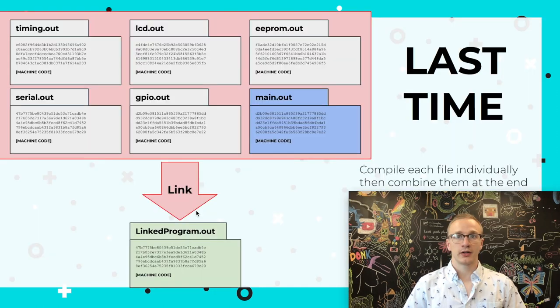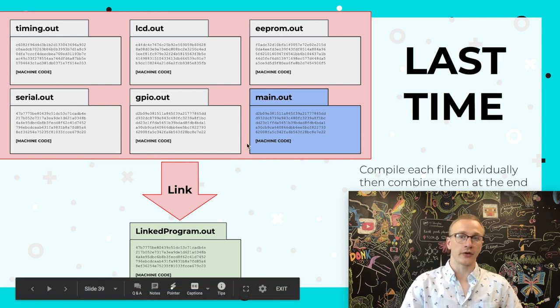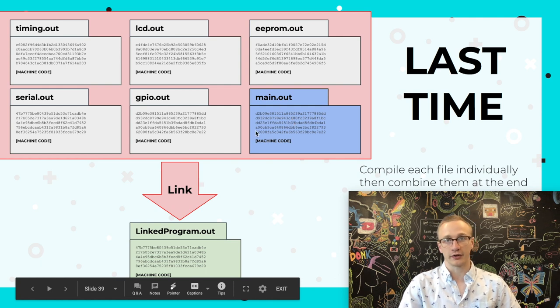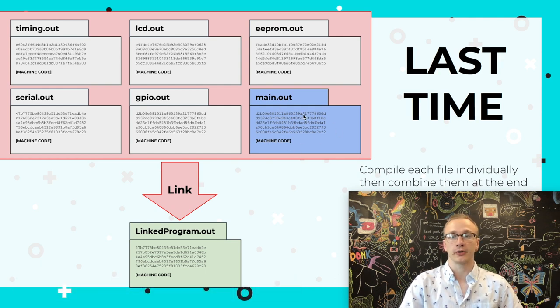So let's jump in. Last time we talked about linkers, and linkers are really helpful for libraries because they allow us to compile each of the files individually and then wait until the very end to combine them and create our final executable. That way we're not recompiling libraries every single time that we recompile our main code. You don't need to understand linkers to understand this video, so if you missed the last video, you're fine.